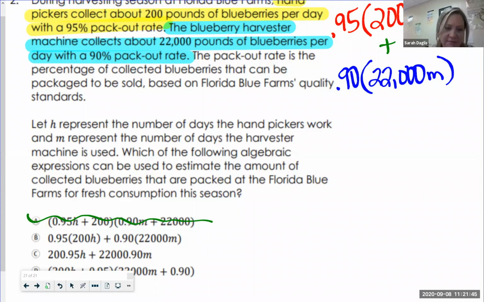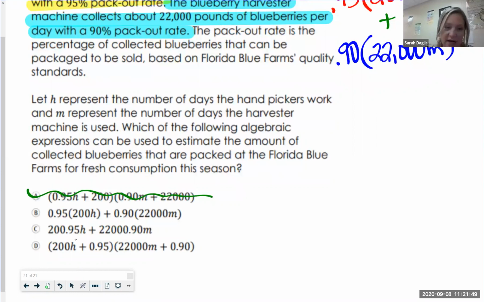C, they included my percents in the harvesting, which you cannot do, so that is not correct. And D, they're adding our percentage, which is not how you take a percent of a value. To take a percent of a value, you have to multiply. So D is also wrong. So my only option here is going to be B. Okay, so that concludes the notes.